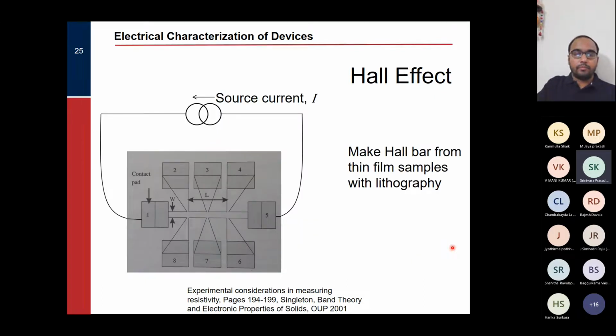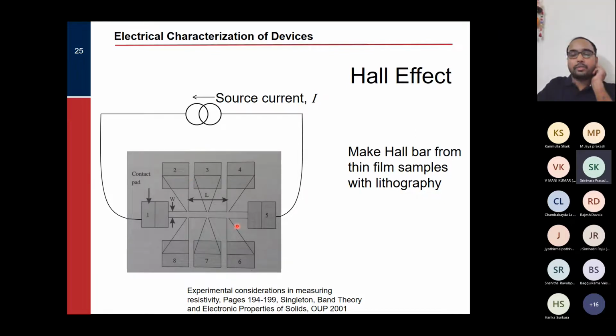Now, this kind of geometry you probably have come across in the undergraduate lab. These days, what people do is slightly modify this particular measurement setup. Instead of only one electrode, there are multiple electrodes put here. For example, let's say this is 1 and 5. These are the two ends. And there are another 6 electrodes put side by side across the channel area.